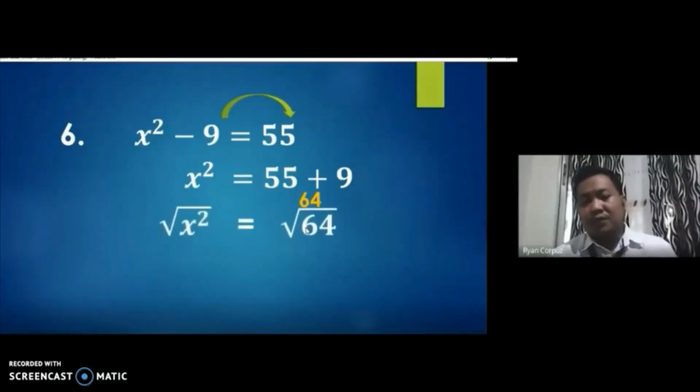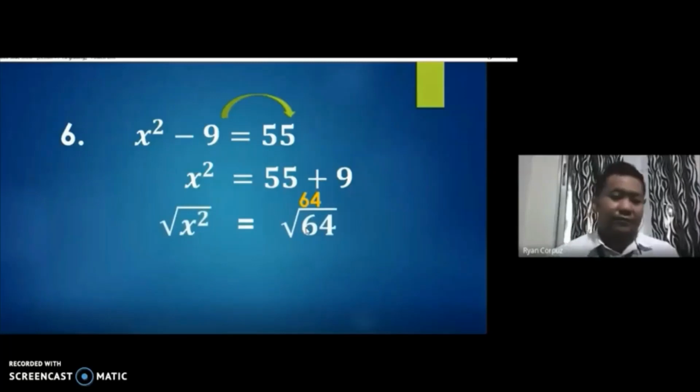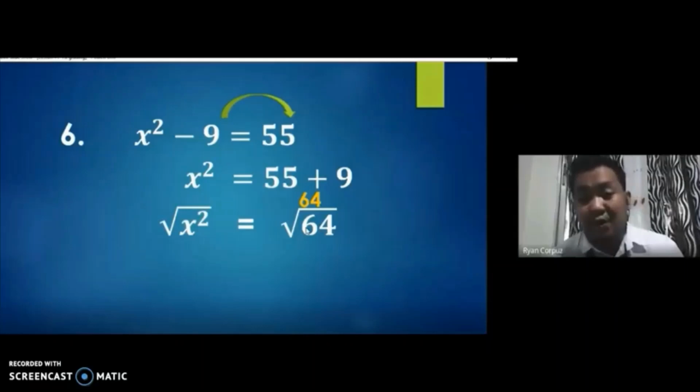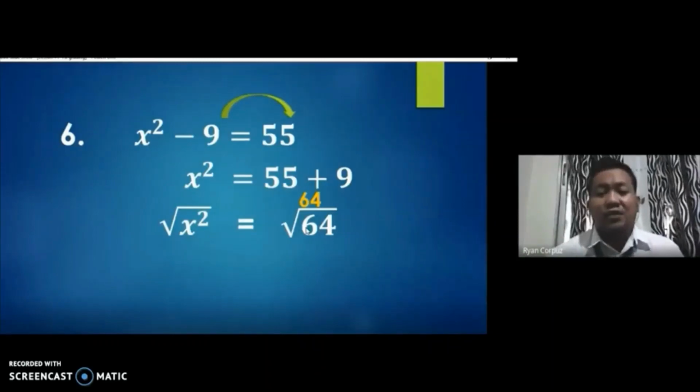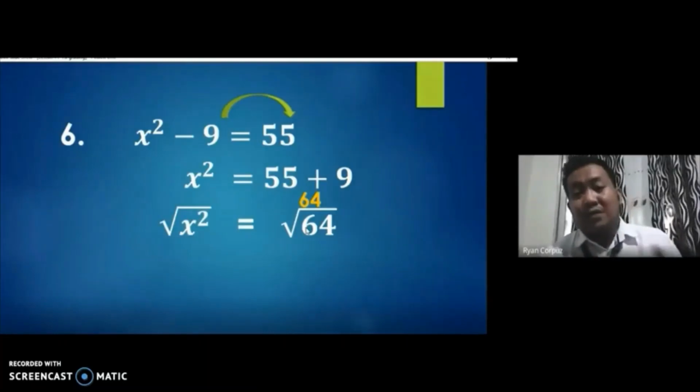Then we have to get the square root of both sides of the equation. Since 64 is a perfect square, we can easily get the square root now. So the square root of x squared is x. The square root of 64 is 8. Again, we are not only going to get its principal root, but also its negative root.